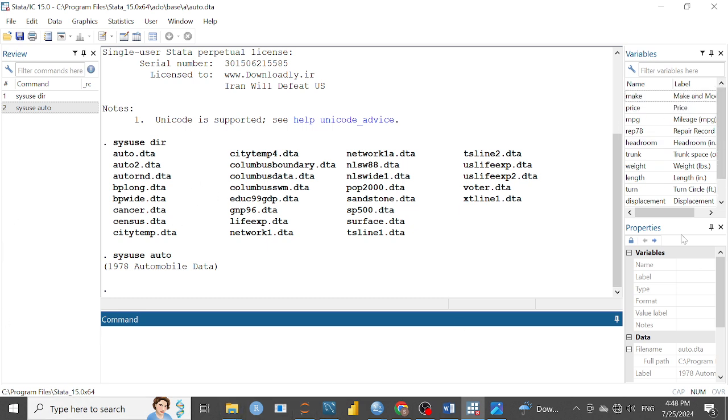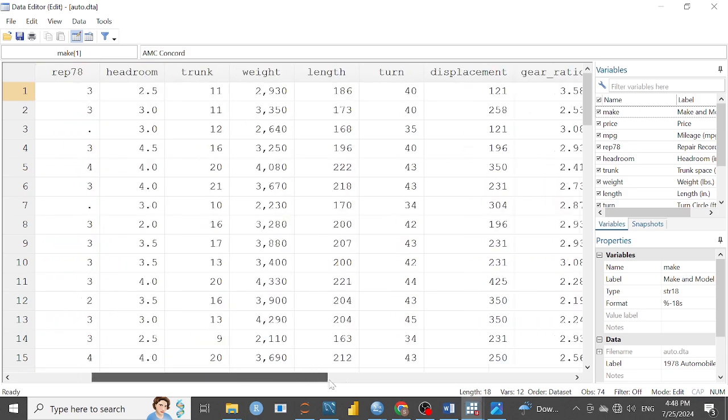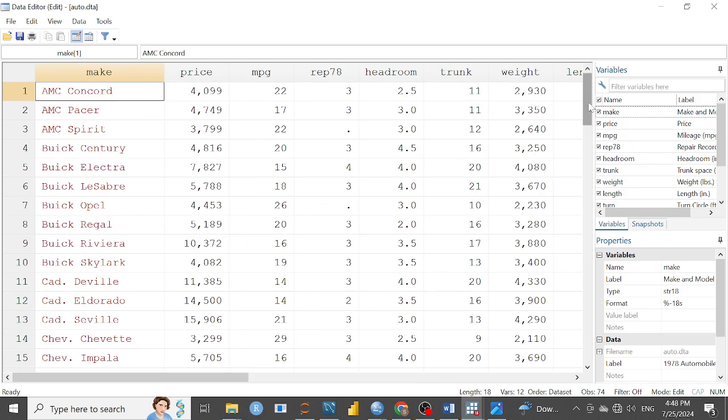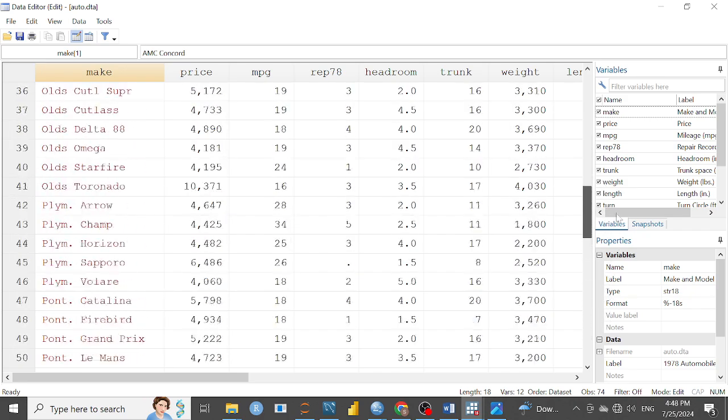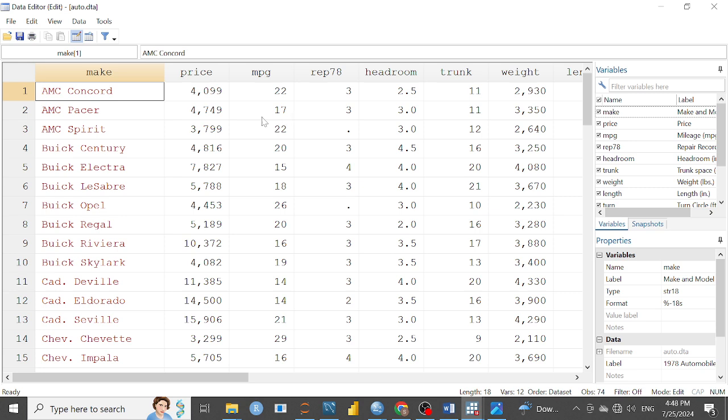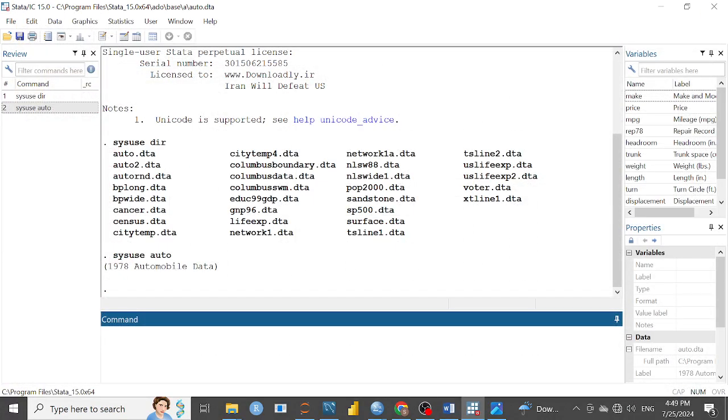So these variables, we can quickly check them. How many observations? 74 observations. These are the prices of these cars, these are their prices, and these are their mileage. You can see. Now, for the sake of this training, I will carry out my analysis using this data. There are so many of them, I just choose to use this.